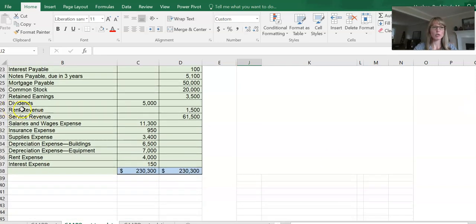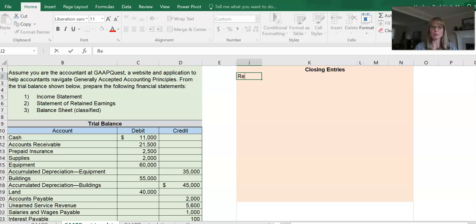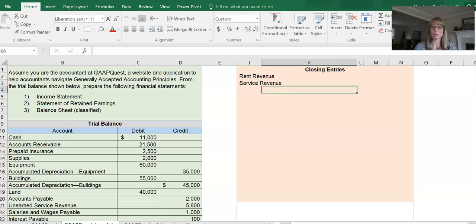Remember that we have two revenue accounts, rent revenue and service revenue. I'm going to record a debit. Remember, revenue accounts carry credit balances. So to zero them out, I'm going to record a debit to rent revenue and another debit to service revenue. And my credit, remember, although we're transferring these amounts to retained earnings, we do it indirectly. We first record the credit into the income summary account.